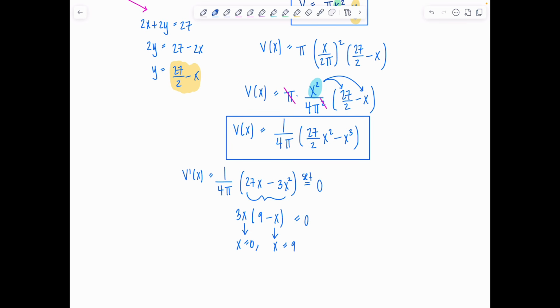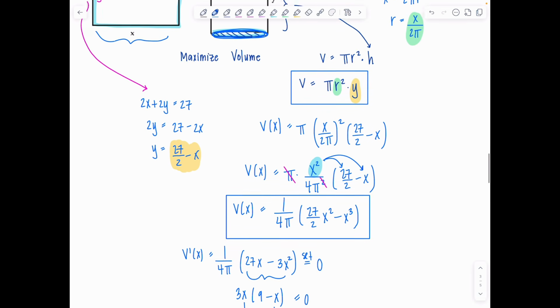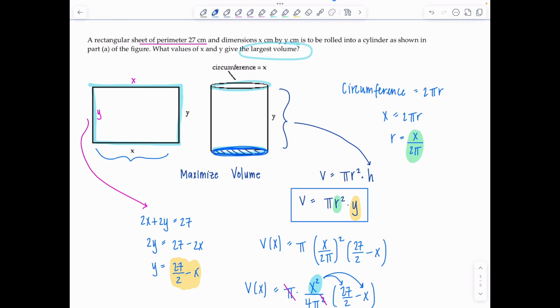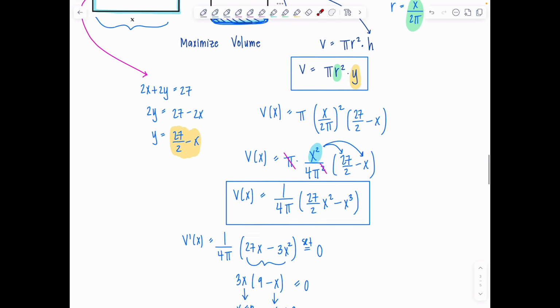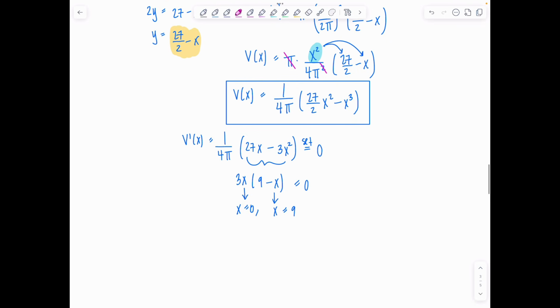How do you feel about that? Well, let's see. Does it make sense for x to be 0? No. If x is 0, I won't even have a cylinder. I wouldn't be maximizing the volume. So throw that one away. You make no sense. Could x be 9? Possibly. Okay. So now what I want to do is verify that x equals 9 yields the max volume.